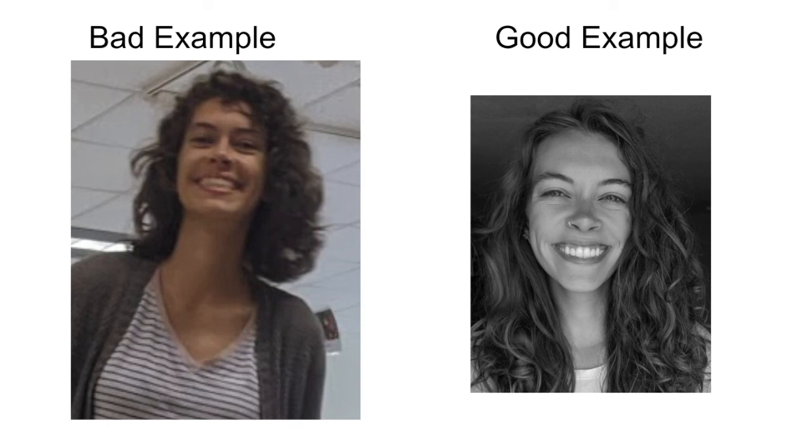The bad example on the left is very blurry. The angle of the face is kind of tilted up a little bit, so the proportions are going to be harder to draw. And the face is not very big in the whole photo. The photo on the right is a good example. It's very clear. I was not moving while the picture was taken. The face is taking up most of the picture, and I'm looking straight forward to the camera.